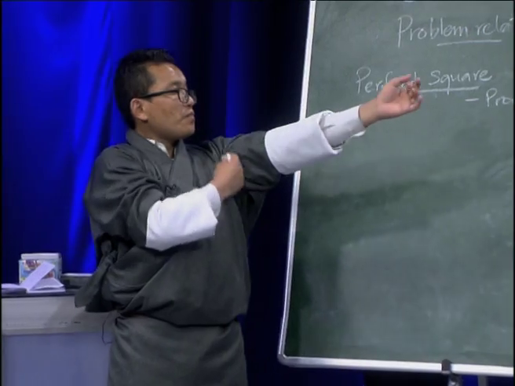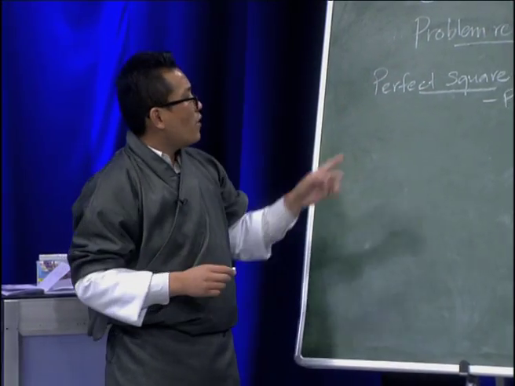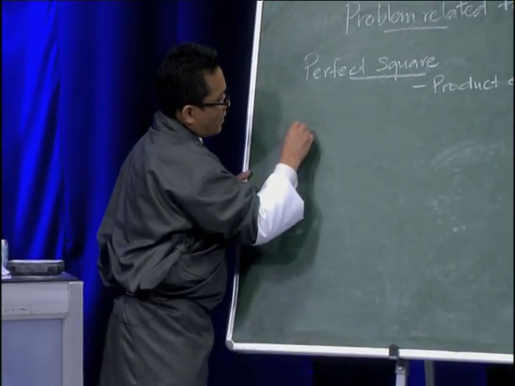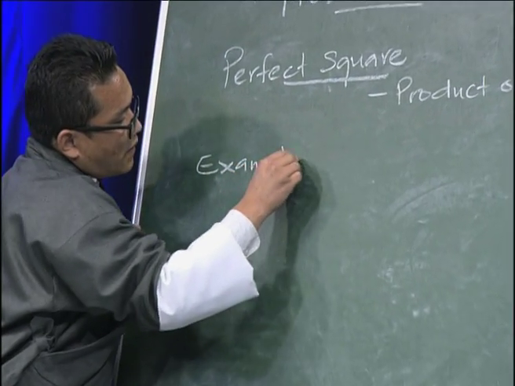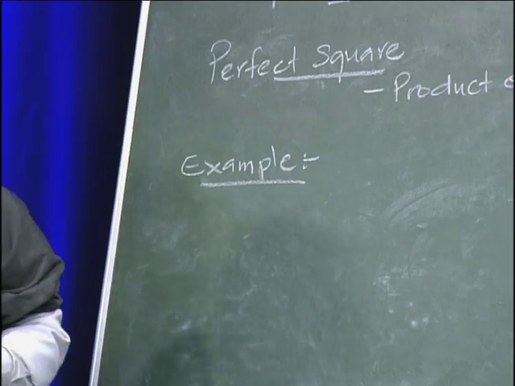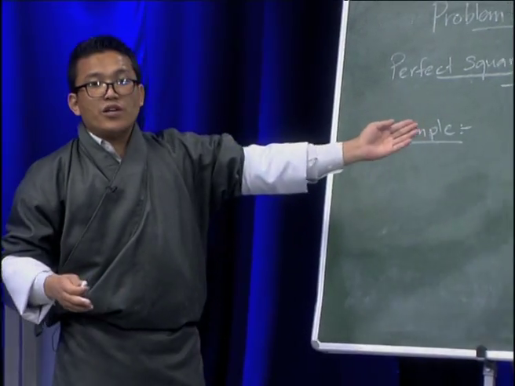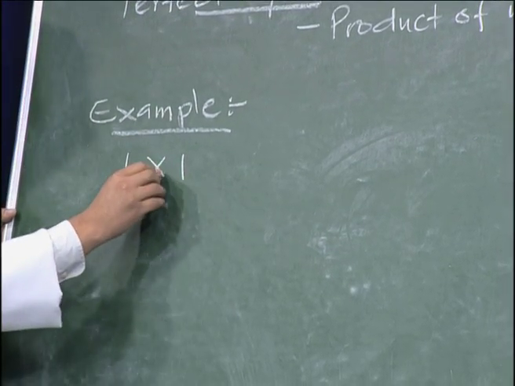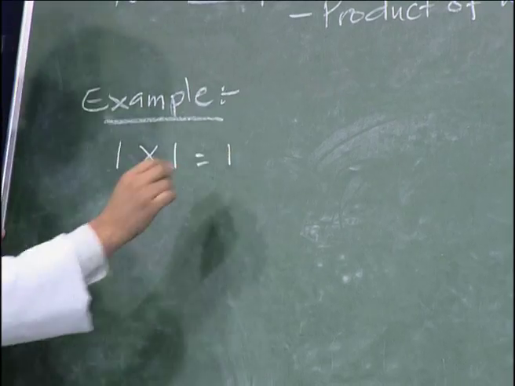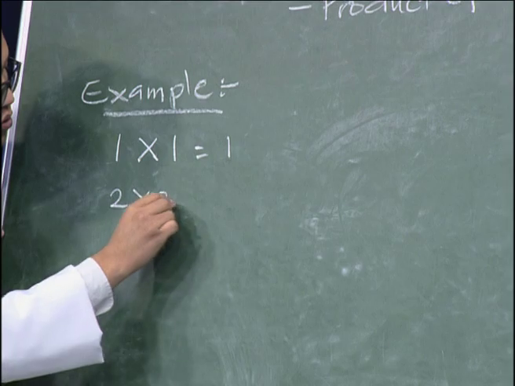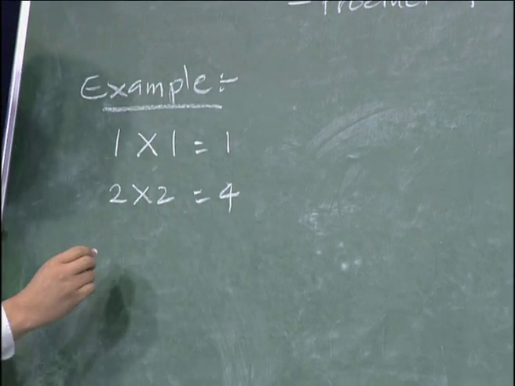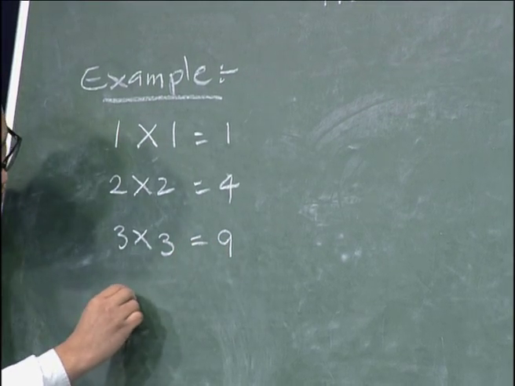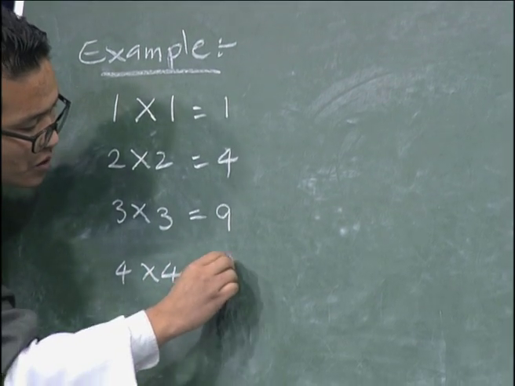Now, let us write down a few examples of perfect squares. We know that a perfect square is a product of a whole number with itself. Let's take 1. 1 multiplied with 1 gives us a product of 1. If I take 2 multiplied with 2, the product will be 4. If I take 3 and multiply with 3, my product will be 9. If I take 4 and multiply with 4, the product will be 16.